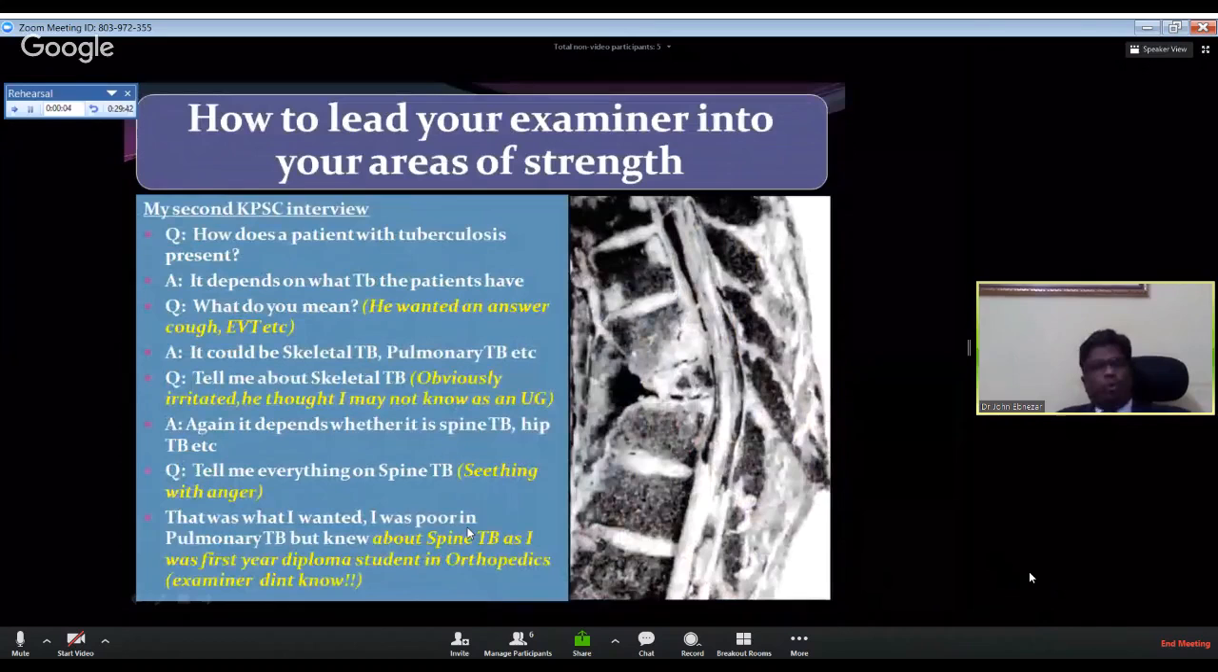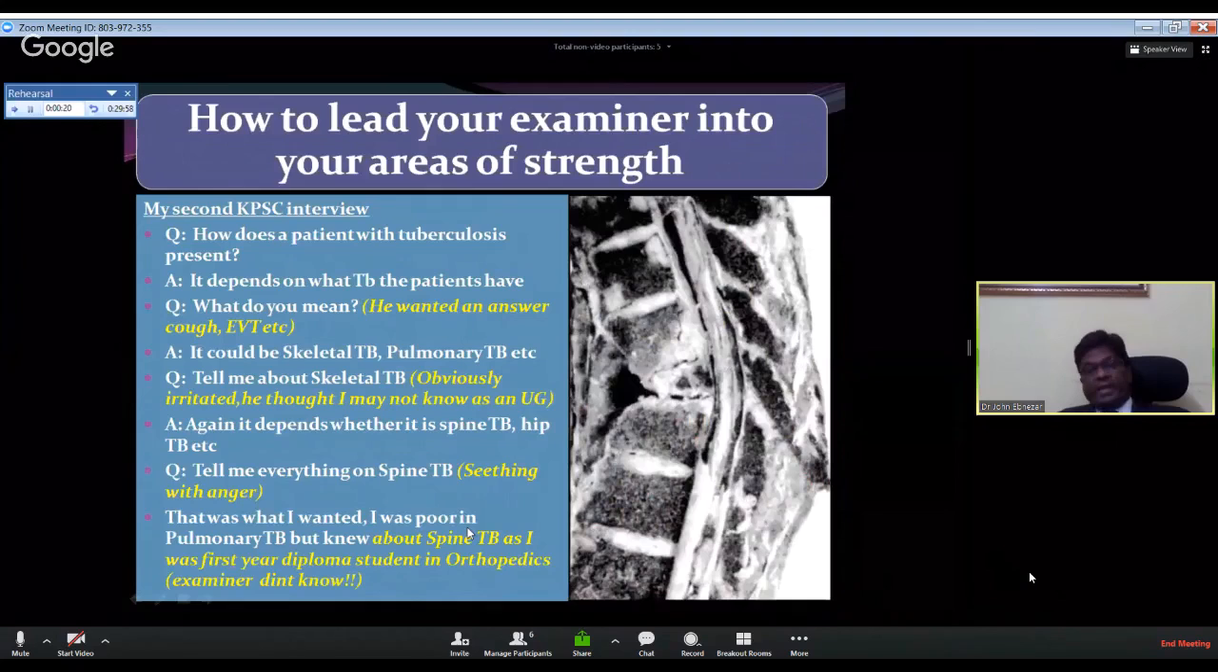Then, how should you lead your examiner into your areas of strength? You carry the elephant to the kettle. Now you drop the elephant the way you want to drop it. You don't get into their strength. If you get into their strength, the chances are that you will do badly.